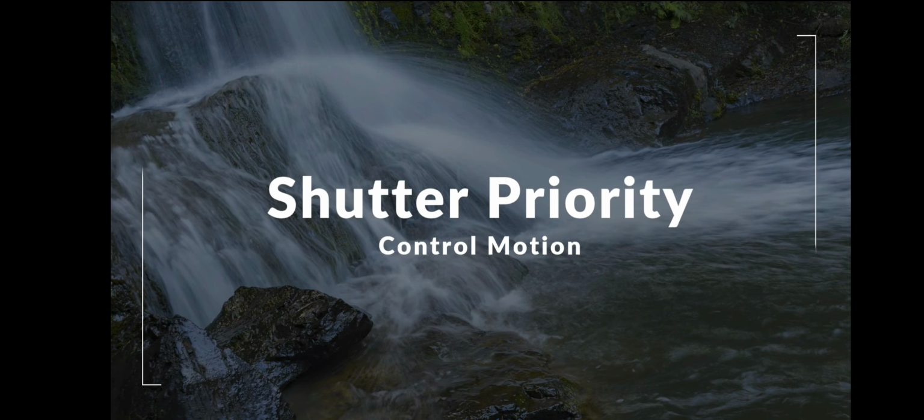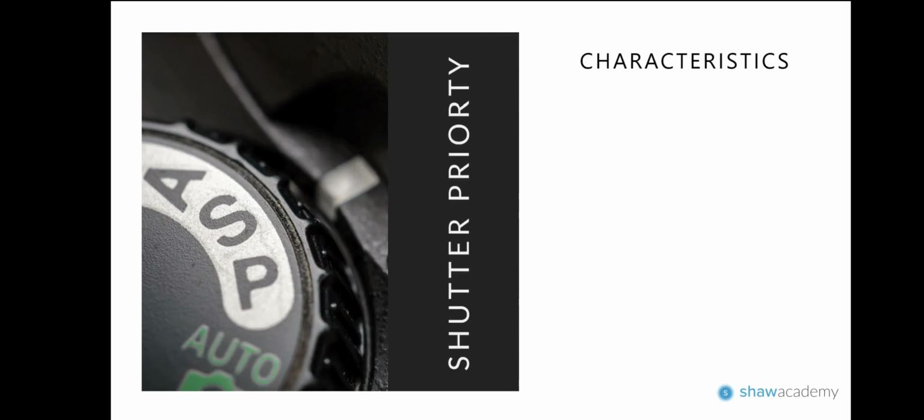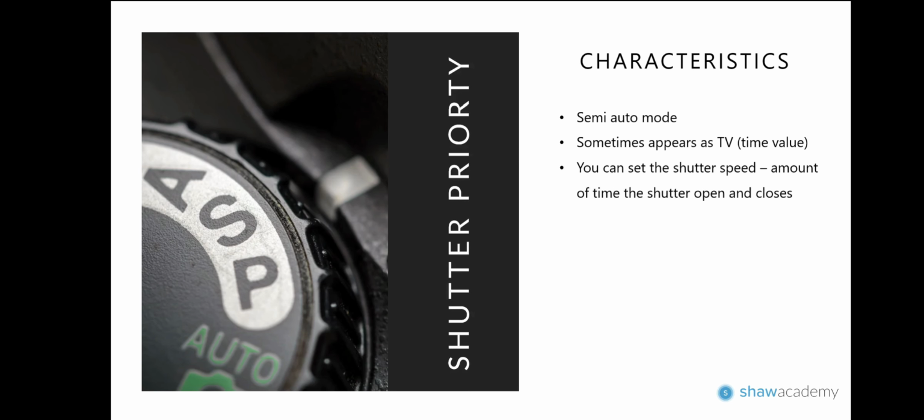Okay, so switching the dial to the S option, this is shutter priority. And this is another semi-automatic mode. Now sometimes it'll appear as TV depending on the camera you're using. That stands for time value. So shutter priority or time value, it's the same thing. And this will allow you to control the shutter speed. So you can choose the amount of time that the shutter opens and closes for.